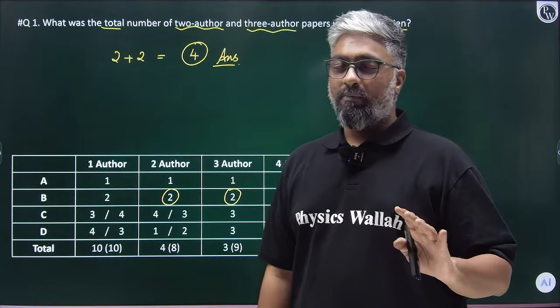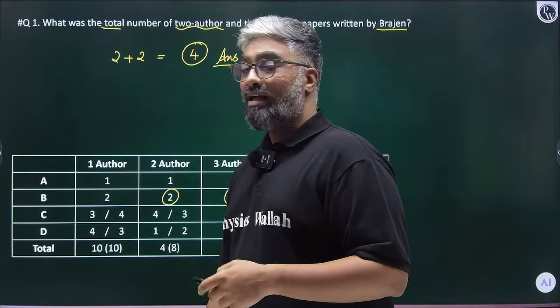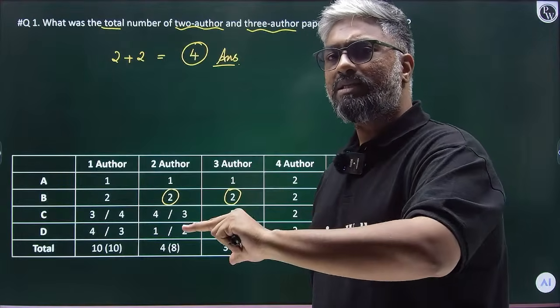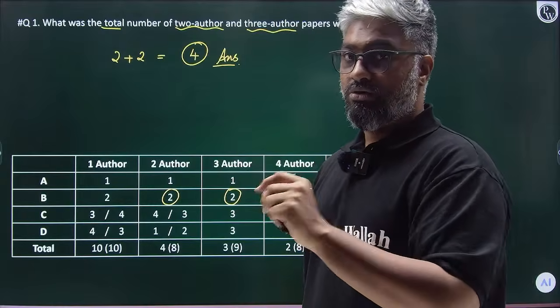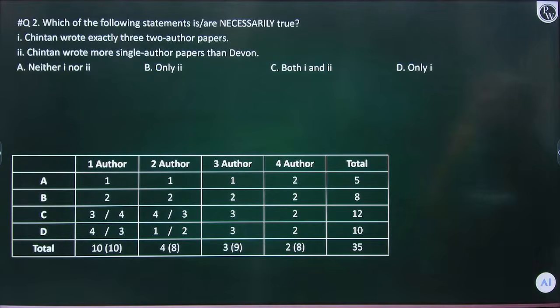This set is actually not complicated. It's just that you need to understand Venn diagrams to be able to answer this. Okay. So we are using distribution. We are using Venn diagrams. We are also doing some trial error. And we are trying to place some numbers. So you have to be comfortable with numbers also. Okay. Second one, which of the following statements is or are necessarily true?